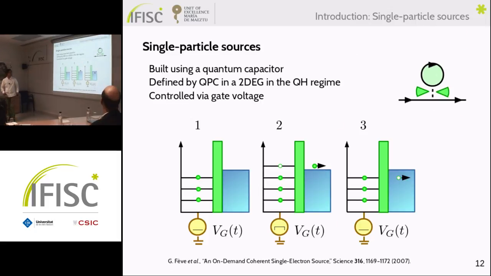The other ingredient of this system are single particle sources, which are built using a quantum capacitor. In this case, it's just a quantum dot attached to one reservoir. And the quantum dot is made by trapping a quantum Hall edge state through a quantum point contact. We control it by a time-dependent voltage gate. The quantum dot is full with electrons. And then when you push the voltage up, it can emit one electron, and when you take it down again, one hole is emitted or one electron is absorbed again in the quantum point contact. So in one period, you have emitted one electron and one hole in a controlled way.